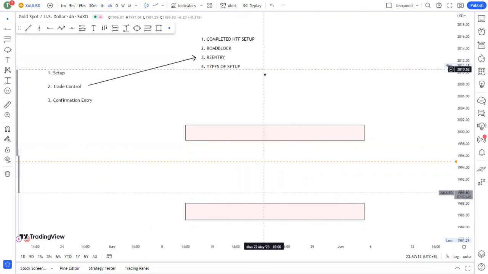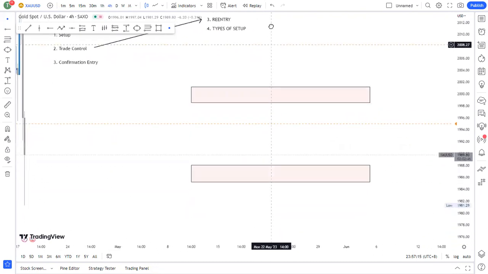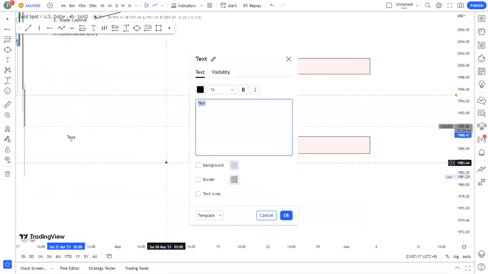So let's move to trade control. Trade number two, trade control. Talking about the trade control, the time frame that we are going to use here is M30, and sometimes it's on H1. So how about the movement?